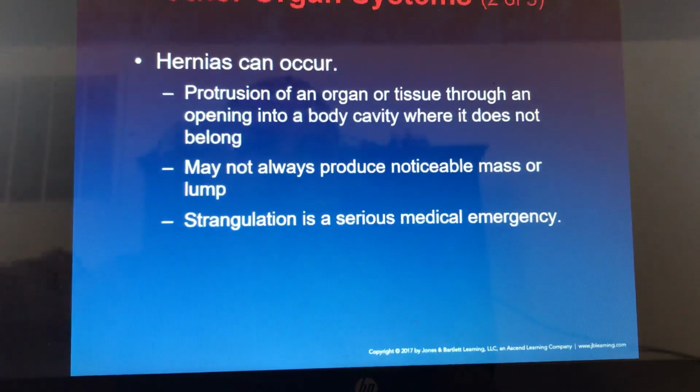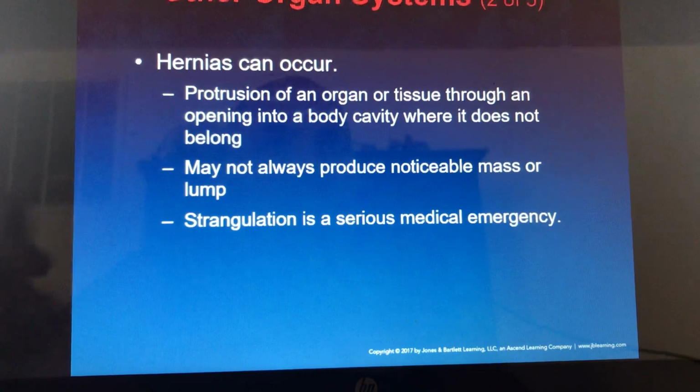So what can go wrong with that? Well, you can have a hernia. A hernia is basically a protrusion of an organ or tissue. Anything can herniate, but it's a projection of that. But when we really talk about hernias, what we're really talking about is the small intestines coming through the abdominal cavity. And it can be a noticeable mass or a lump that actually comes through.